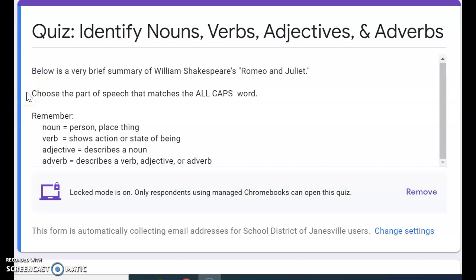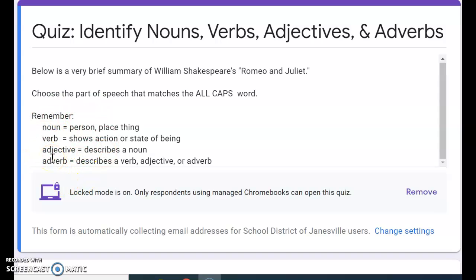So the directions here say, below is a brief summary of William Shakespeare's Romeo and Juliet. Choose the part of speech that matches the all caps word. So you've seen practice and quizzes that look like this before. When I scroll down and show you the first question, if it doesn't already sound familiar, it should look familiar when you see it.